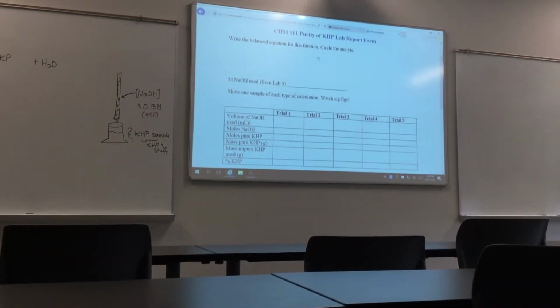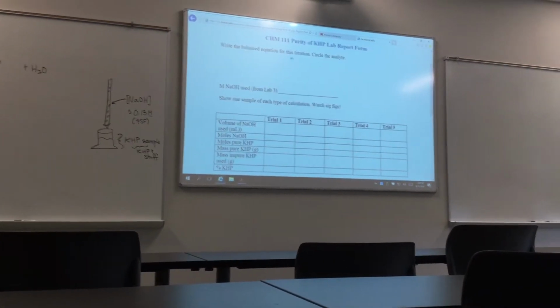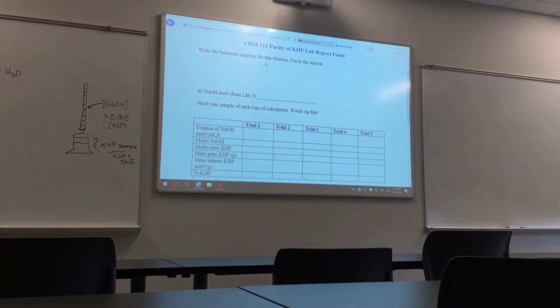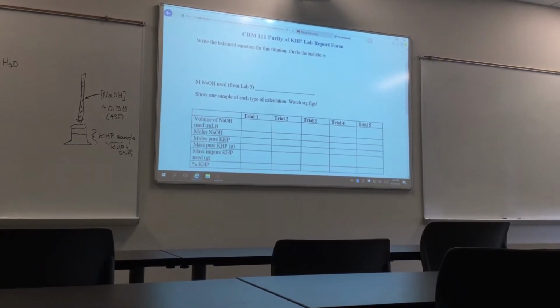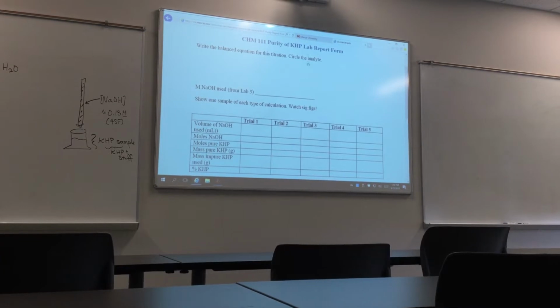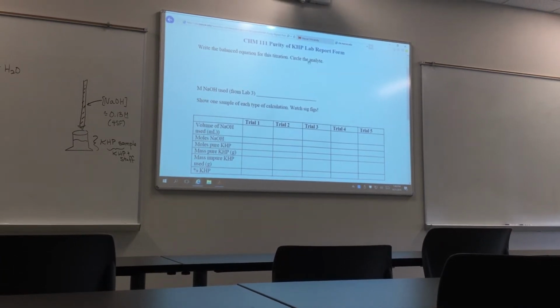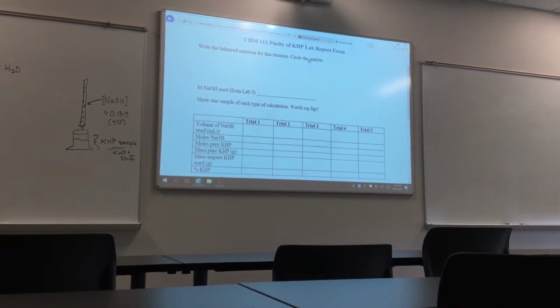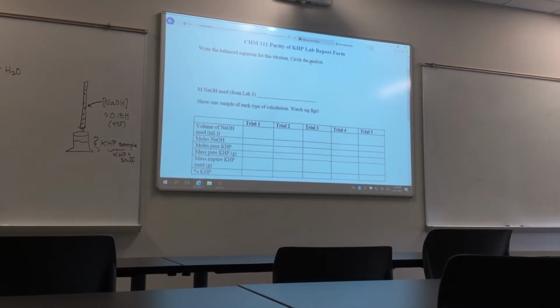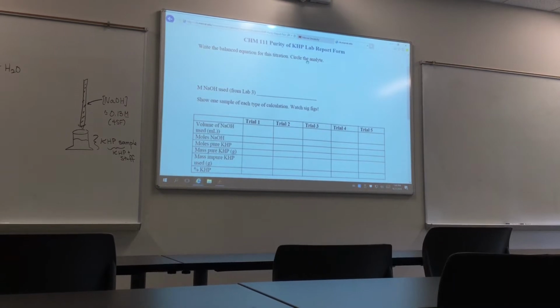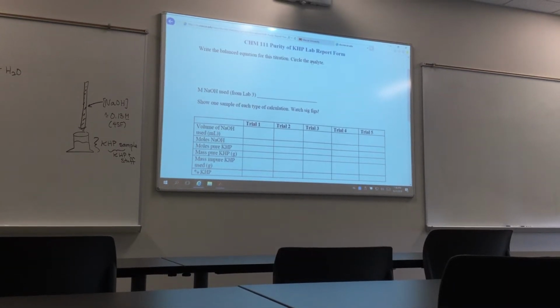So let's come over here and look at the overhead, because I want you to see a couple things about this. You need to write your balanced equation for this titration. You can find this in the preamble for your lab procedure, and it tells you to circle the analyte. That's what you're looking for. In the previous lab, standardization of sodium hydroxide, your analyte was sodium hydroxide. You needed to find its concentration. For this particular lab, you have a different analyte.